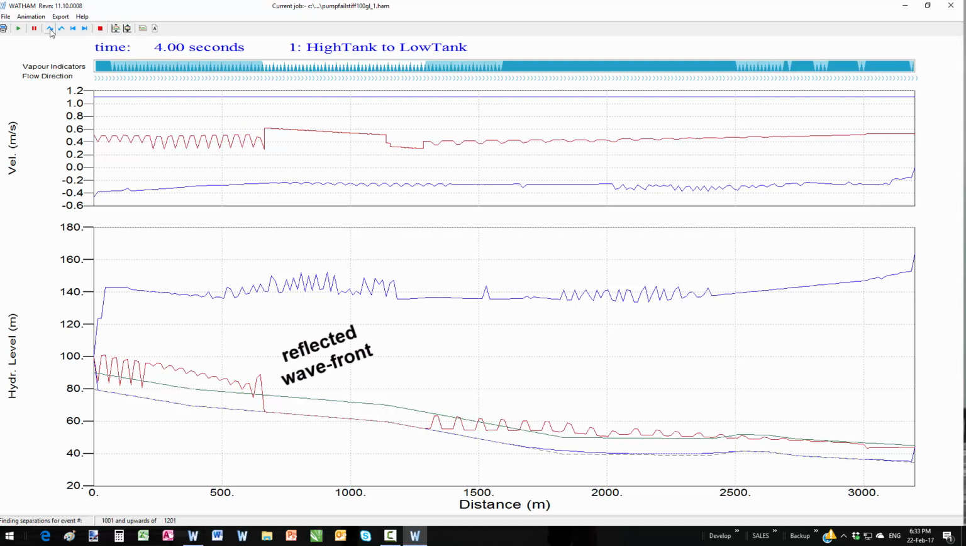the wavefront has reached the tank and reflected as an increase in head. As this wavefront comes back from the tank, it increases head in successive parts of the pipeline above vapour pressure. The water at these points changes from vapour back into the liquid phase.